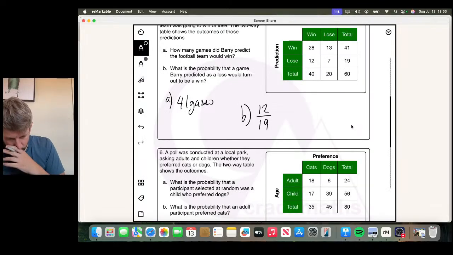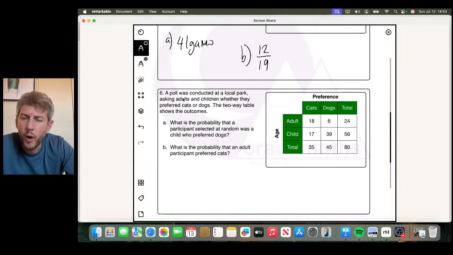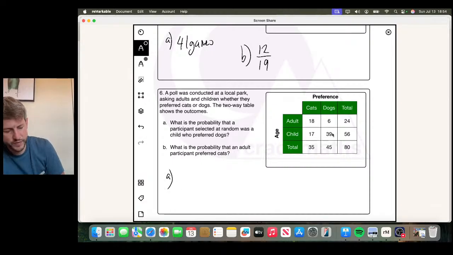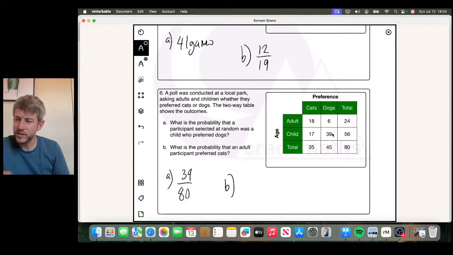Right. Question 6. A poll was conducted at a local park asking adults and children whether they preferred cats or dogs. The two-way table shows the outcomes. A. What is the probability that a participant selected at random was a child who preferred dogs? So at random, child that preferred dogs, 39 children. There's 39 children that like dogs. And there's 80 people in total.